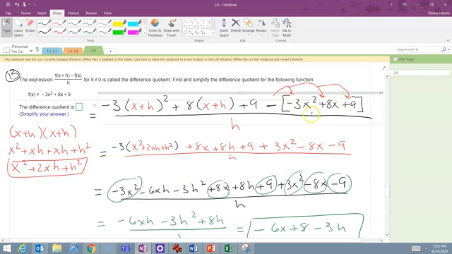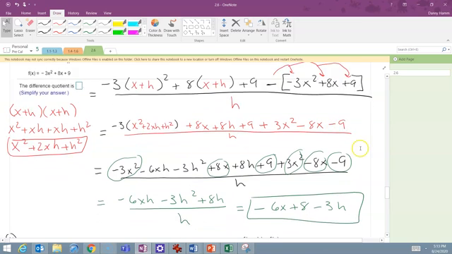Next step is just simply to evaluate. Here we have to use the FOIL method because we have x plus h times x plus h, and we end up here. So that's what you see here. Here I distributed the 8x. Oh, I'm sorry, there's the 8. Here the 9 just comes down, and here I distributed the negative.